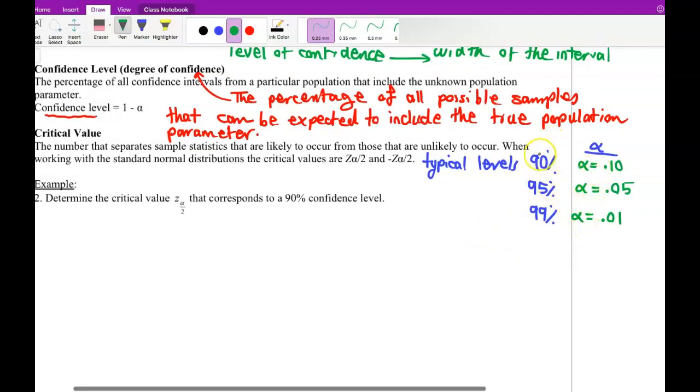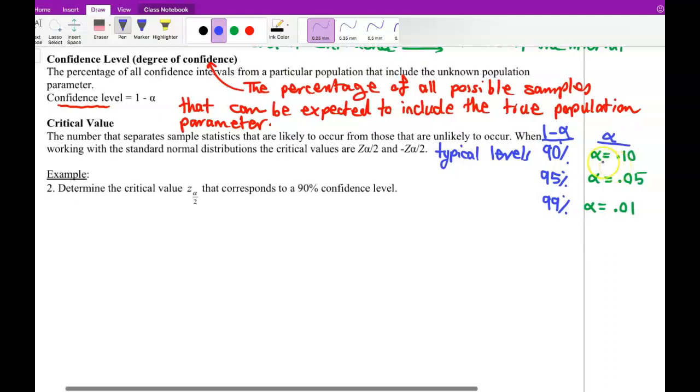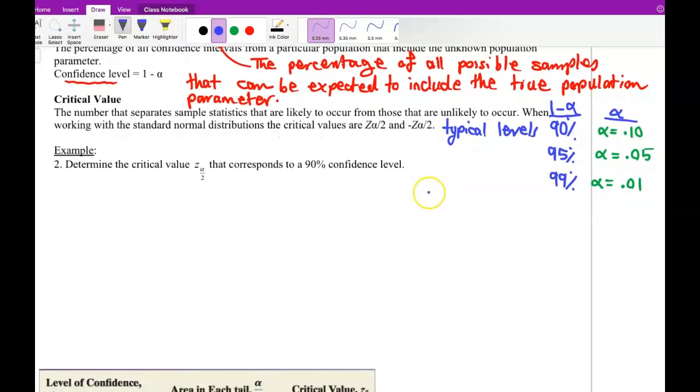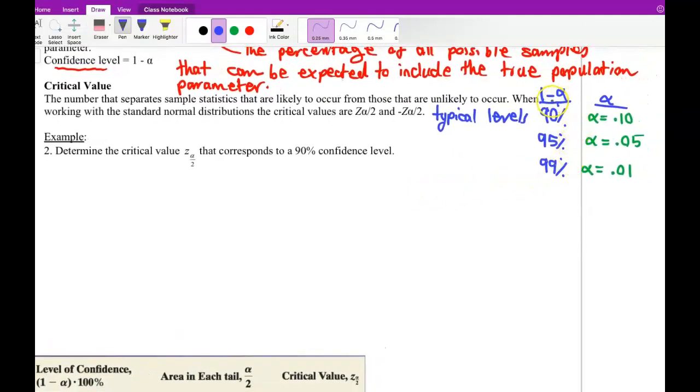And how we have that one, because this column is 1 minus alpha. So in this column we have 1 minus alpha, and on this side we have alpha. So 1 minus 90% is equal to 10%, and that is alpha. Or vice versa, 1 minus this number is 90%, or 1 minus this number is 90%.